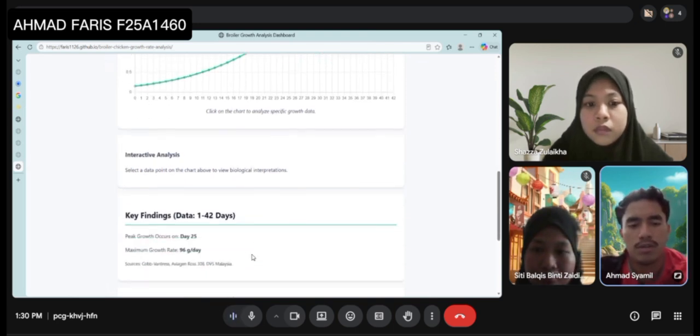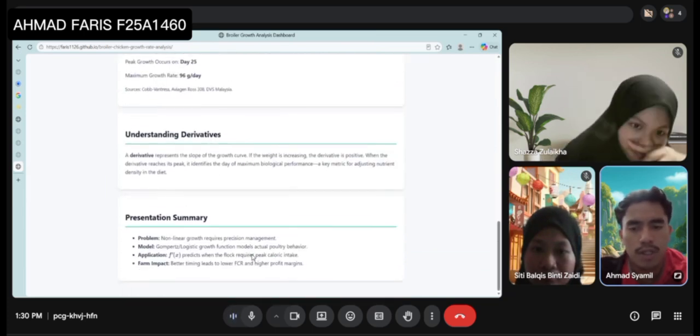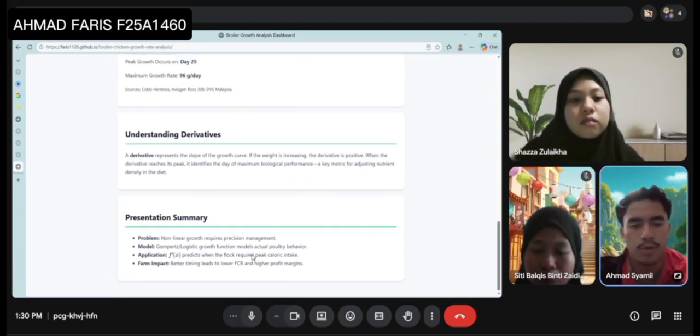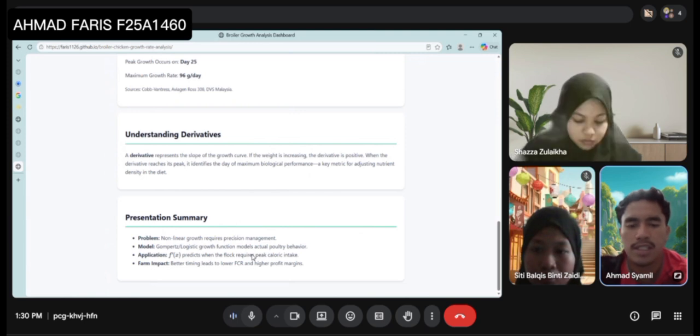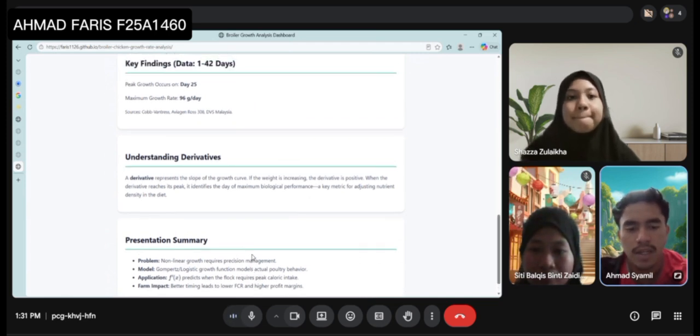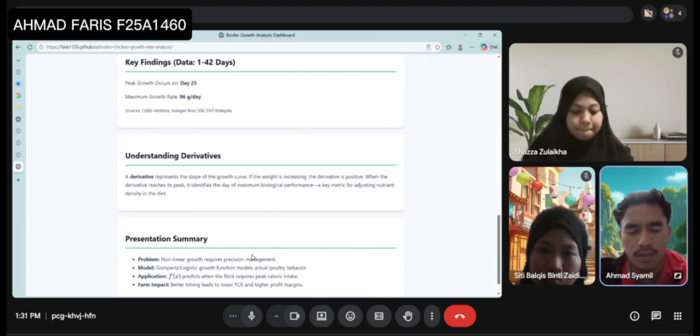So, in conclusion, this project demonstrates how mathematics can be applied to solve real-world problems in bioscience and agriculture. Using a logistic growth model and its derivative, we successfully identified the critical growth phase of broiler chickens, which occurs around day 25. This information can help farmers to improve feed management, increase efficiency, and maximize productivity.